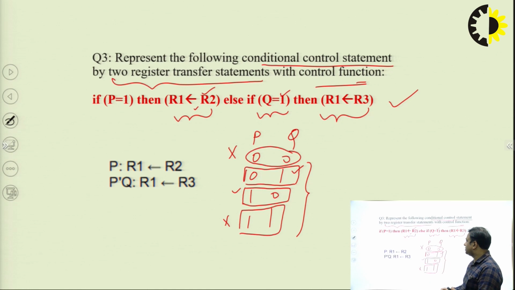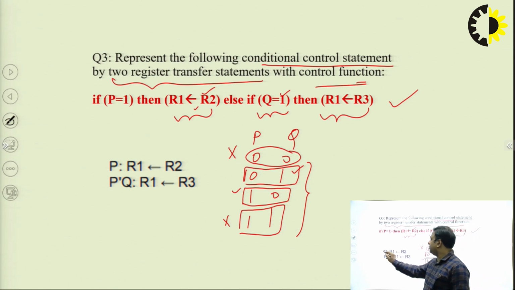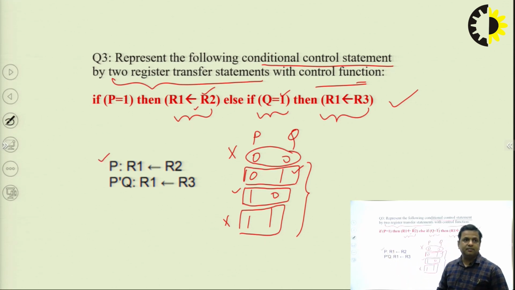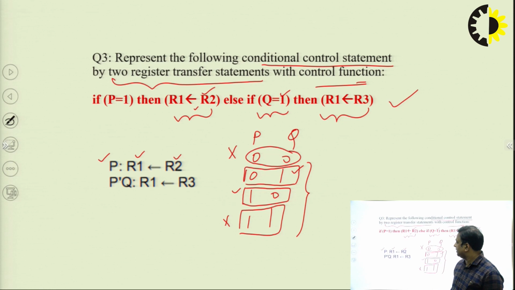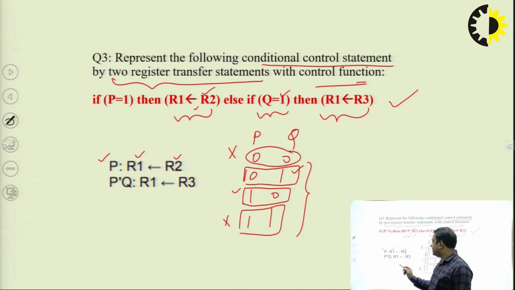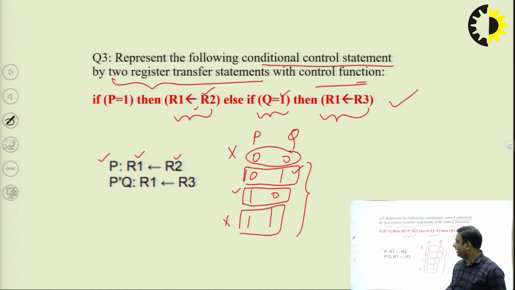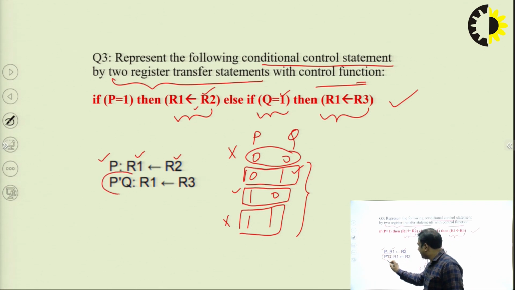So how can I write these statements with the help of the control function? The first statement: if P equals 1, then the contents of R2 are transferred into R1. No issue. But if Q equals 1, then R1 should be transferred into R3. So Q equals 1 depends on whether P equals 1 or P equals 0, right? It should be ensured. So how will I ensure that when Q equals 1, P does not disturb it? I create the logic function P'Q.